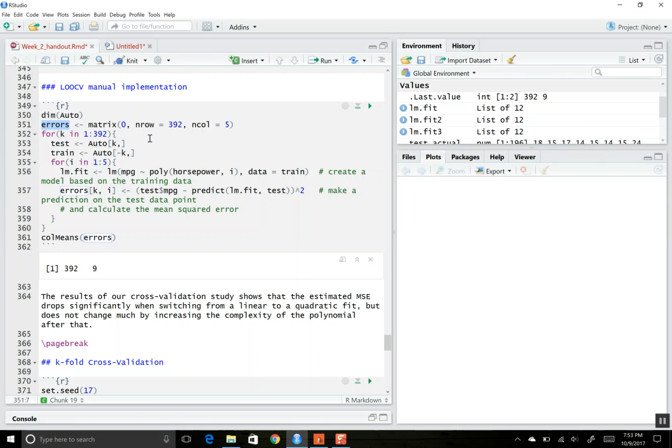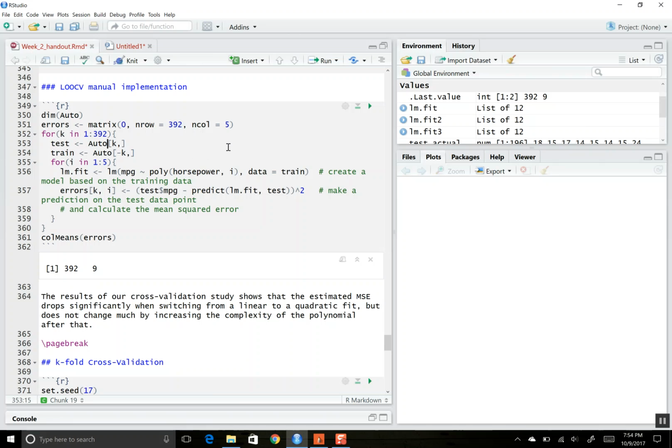So for my errors, I've got 392 times 5, a matrix. I'm going to fill this out with zeros in the beginning. And what I'm going to do is go through 1 through 392. So I've split the data into test.